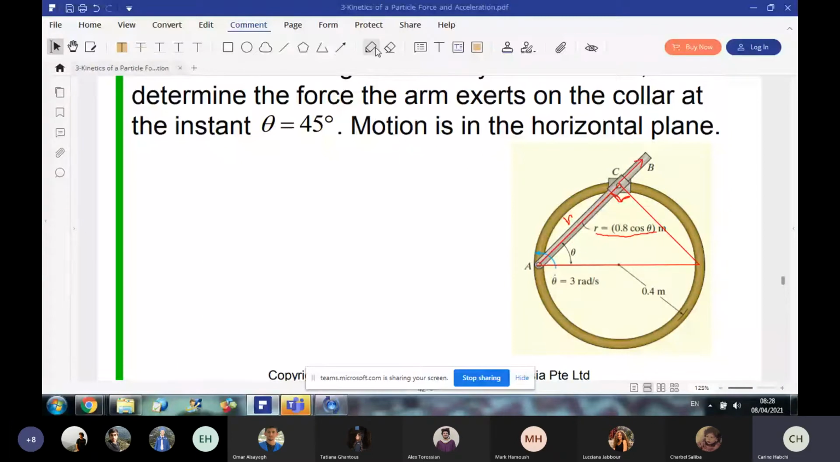To obtain vector u_theta, all I have to do is rotate from u_r in the positive direction by an angle of 90 degrees. So I will do the perpendicular turning here. The positive theta is like this, so it's counterclockwise. So this is u_theta.